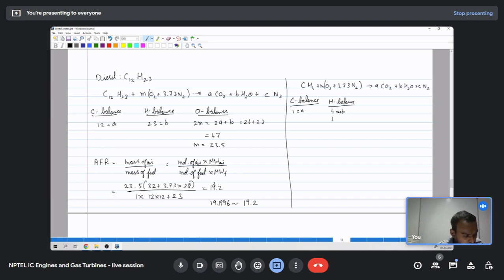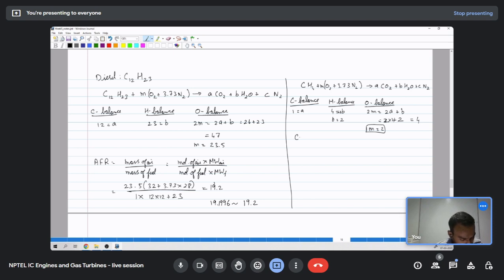So that means B is equal to 2, and with oxygen balance I get 2M is equal to 2A plus B. I know the values of A and B. A is 1 and then B is 2. So I have 2 into 1 plus 2, and then this is 4. Then I have M is 2.